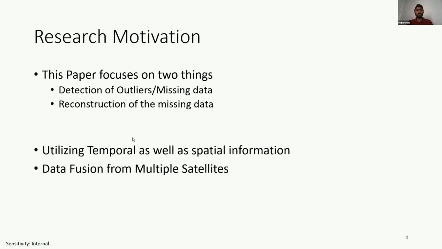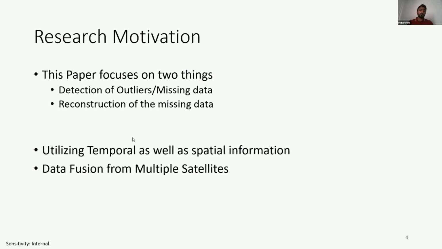Like if I have missing data at 1 p.m. and I have data at 12 p.m. and 2 p.m. and 3 p.m., then I can try to use that data as well to complement that missing data. So this is all about temporal and spatial information that can be used to detect missing data and reconstruct, which is what I am doing.